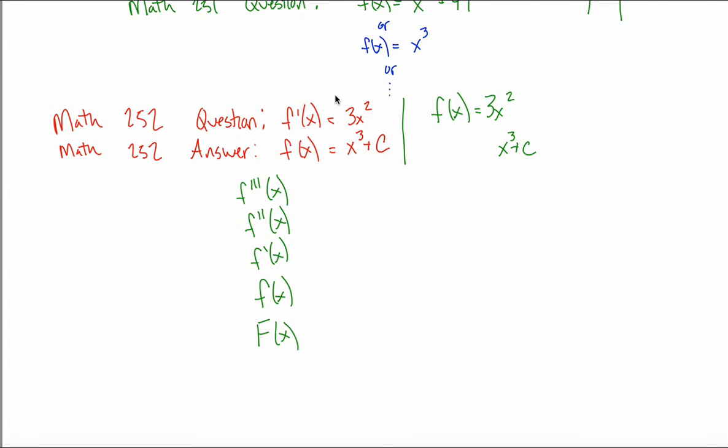So while it's perfectly acceptable to ask a Math 252 question this way, it's also perfectly acceptable to ask a Math 252 question this way. I could say f of x equals 3x squared and ask you what's capital F of x? And you'd be like, oh, capital F of x, you mean the antiderivative of this function? I'd be like, yeah, that's exactly what I mean. And the answer would be x cubed plus c. You might wonder what's next, like what's below this? There's no set notation for what's below this. So you'll never be asked to find the antiderivative of capital F of x.